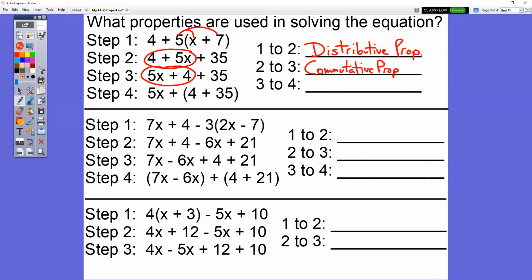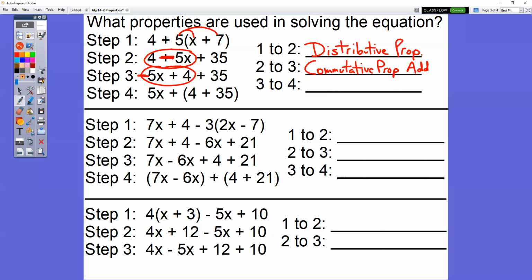Addition. Now, if there was a subtracting there, if it said 4 minus 5x and negative 5x plus 4, that would still be of addition. Adding a negative is the same thing as subtracting a positive. So it's only of addition or multiplication. You're never going to have of subtraction.